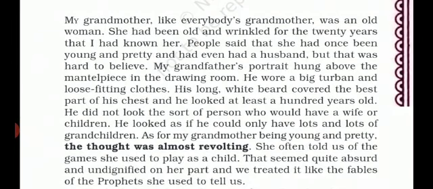So the narrator says, my grandmother, like everybody's grandmother, was an old woman. It means she was also old. She had been old and wrinkled for the 20 years that I had known her. It's saying that he has known her for the last 20 years, and till that time there is no change in her. It means he's saying she had been old and wrinkled. Wrinkled, when you have crisscross lines over your face, for the 20 years that I had known her. It means there is no change in the last 20 years.